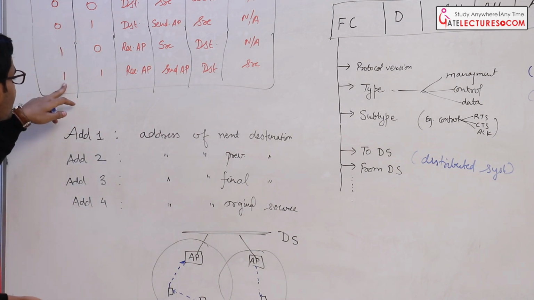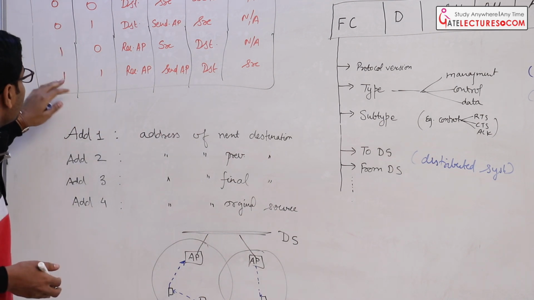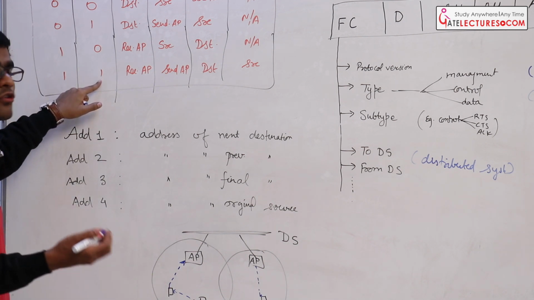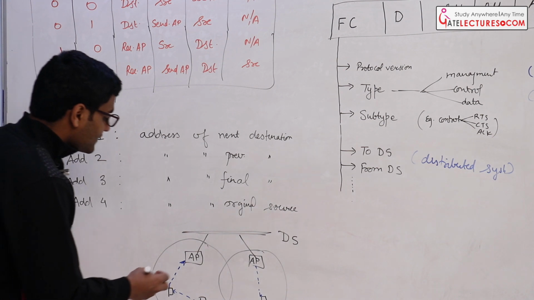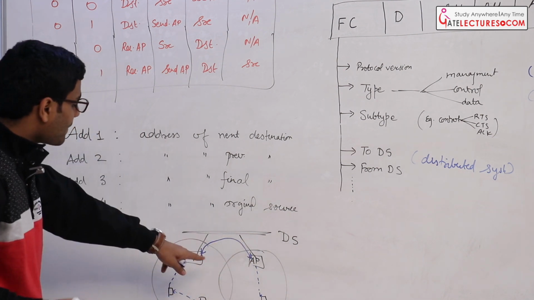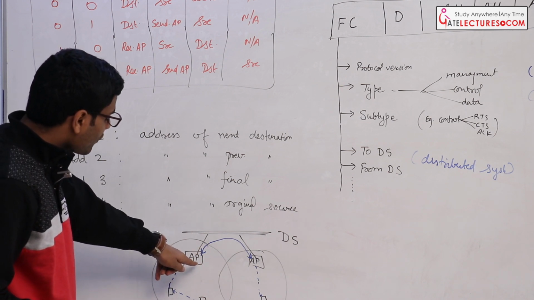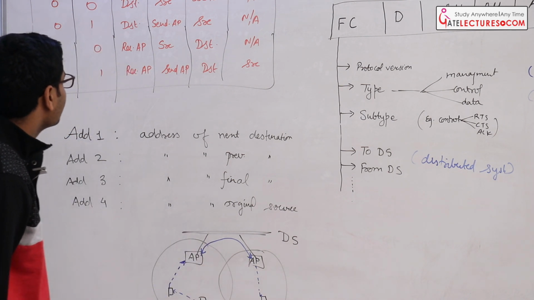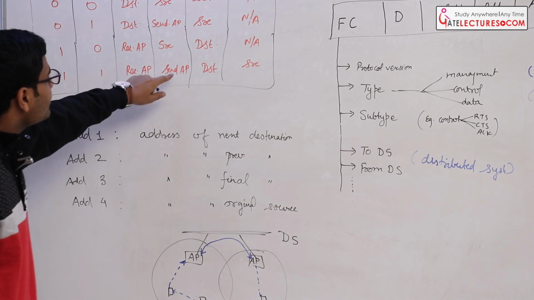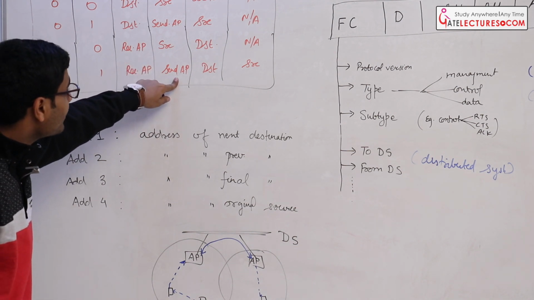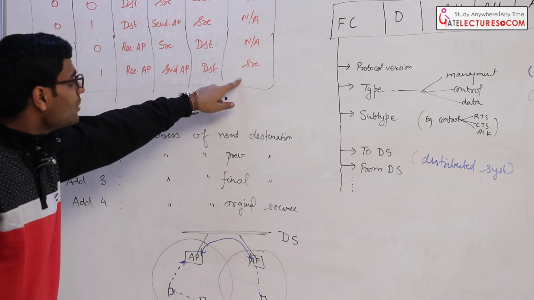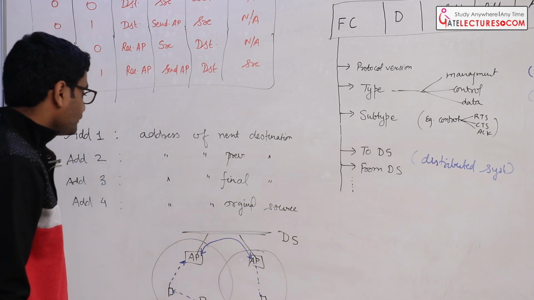And the final case is when the packet or the frame is going to the distributed system and it is also coming from the distributed system. So this is basically this case. In the LAN, the frame is going from one access point to the other access point. So in this case, address 1 will have the receiving access point address, address 2 will have the sending access point address, address 3 will have the destination address, and address 4 will have the original source address.